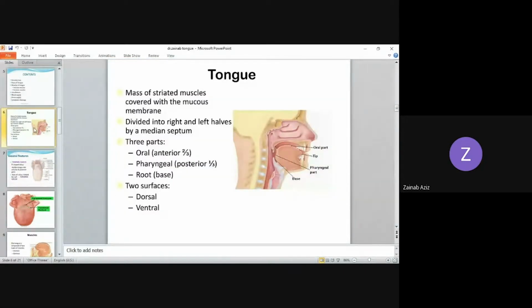So the tongue is a mass of striated muscles covered with mucous membrane, divided into right and left halves by a median septum. Three parts: oral part, anterior 2/3, pharyngeal part, posterior 1/3, and root, which is the base. Okay, so we have two surfaces, dorsal and ventral.